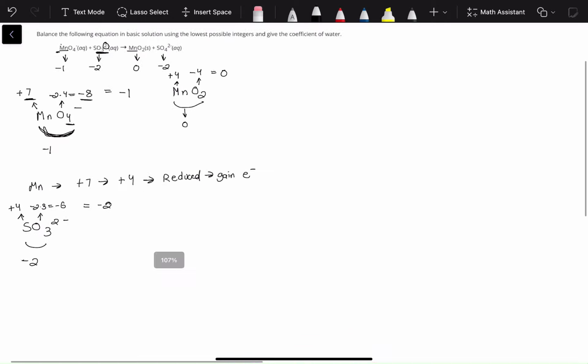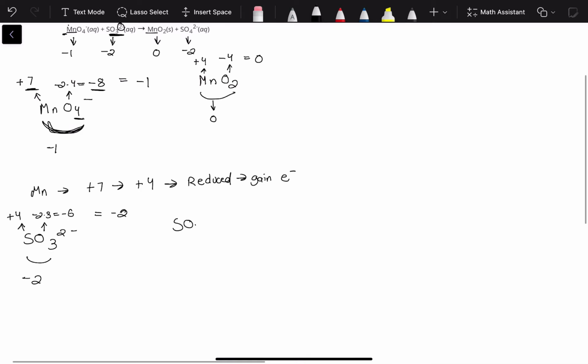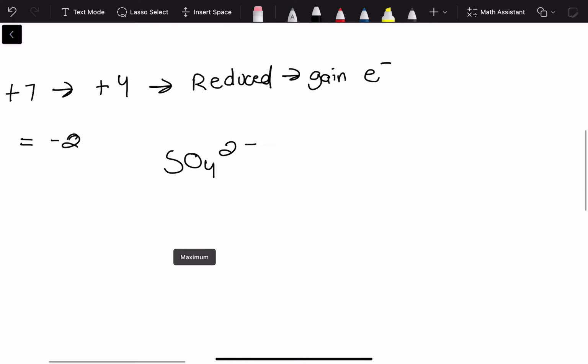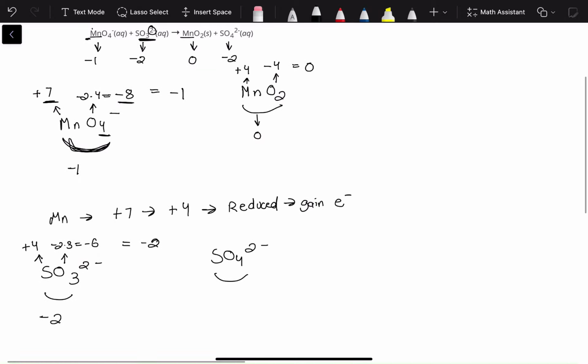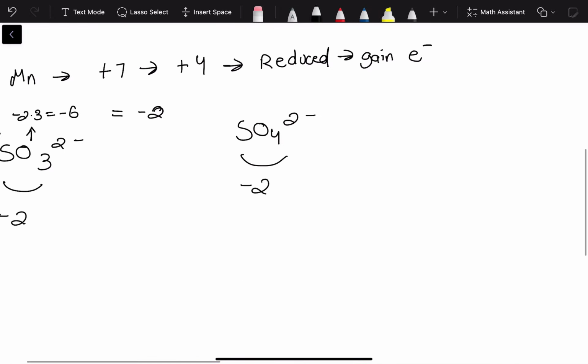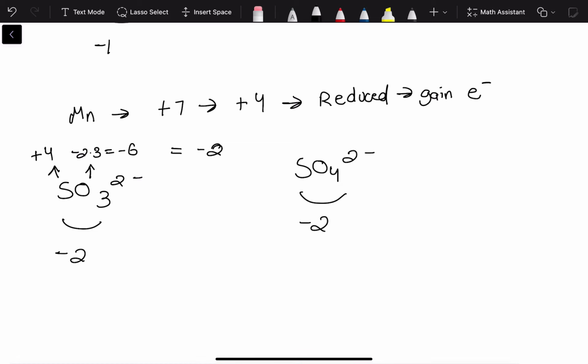And on the product side, we have SO4 2 minus. The overall charge here is also -2. Just wanted to double check. We know that oxygen is a -2 charge, and we multiply it by 4, because that is how many oxygens are in this element. So we get a charge of -8 for the oxygen, and we're looking for an overall charge for this product to be -2. And so +6 for S will give us an overall charge of -2.